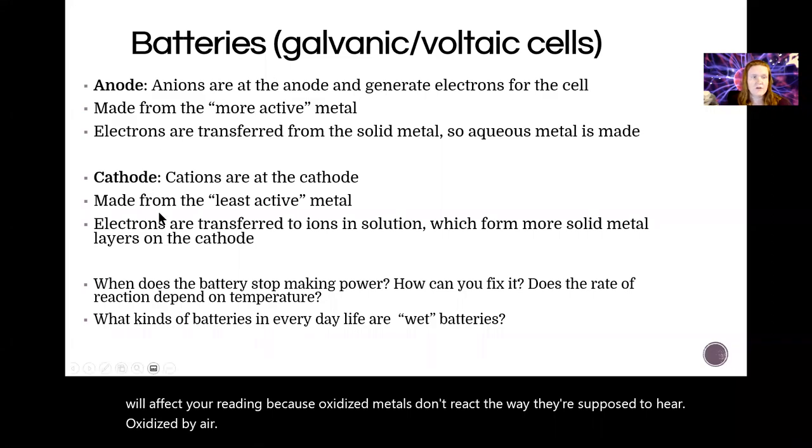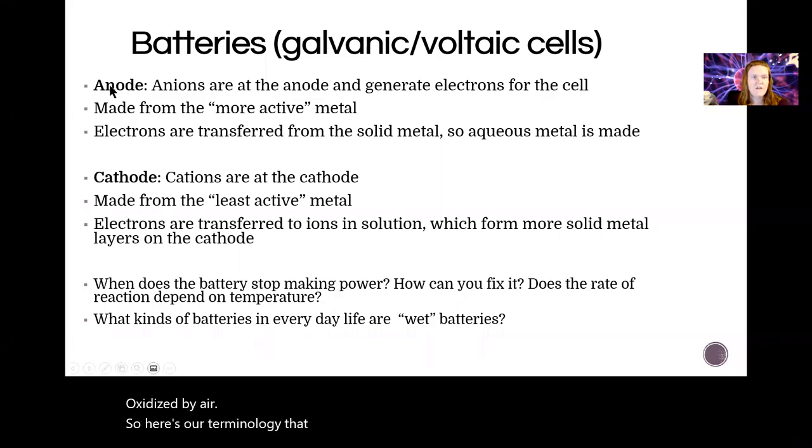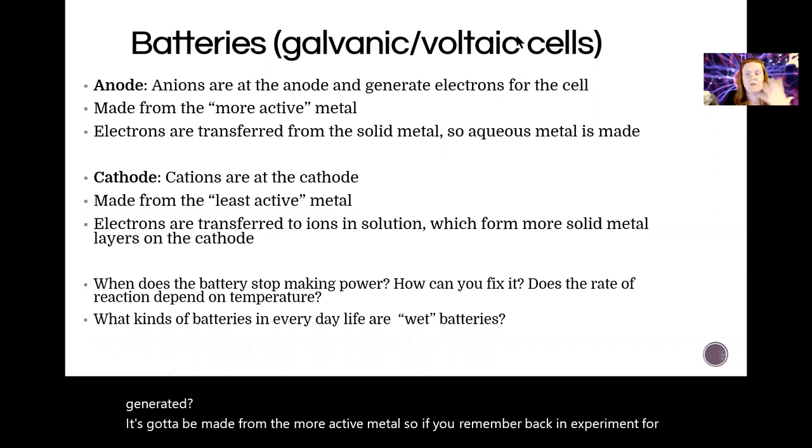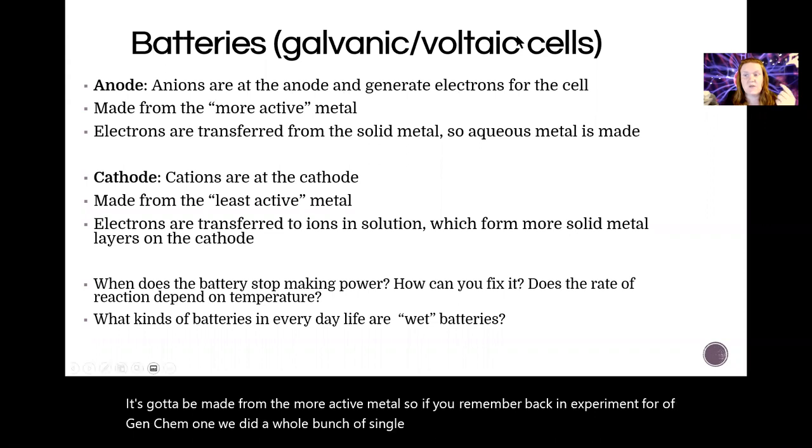Okay, so here's our terminology that I just went over. The anode is where the electrons are generated. It's got to be made from the more active metal. So if you remember back in experiment 4 of Gen Chem 1, we did a whole bunch of single displacement reactions and we ranked their activity and compared it to the textbook.